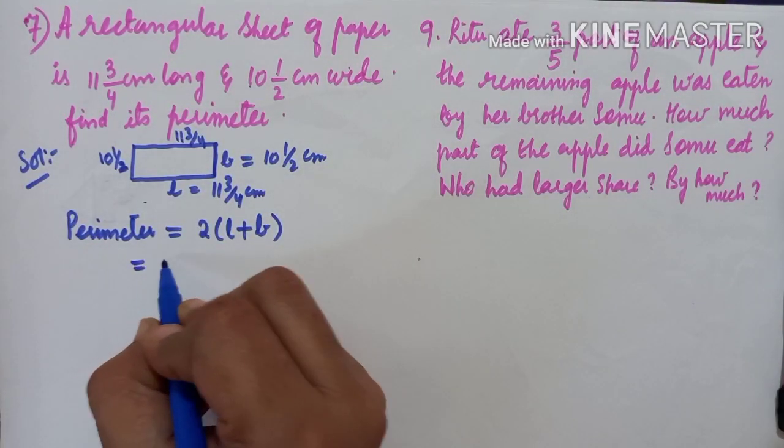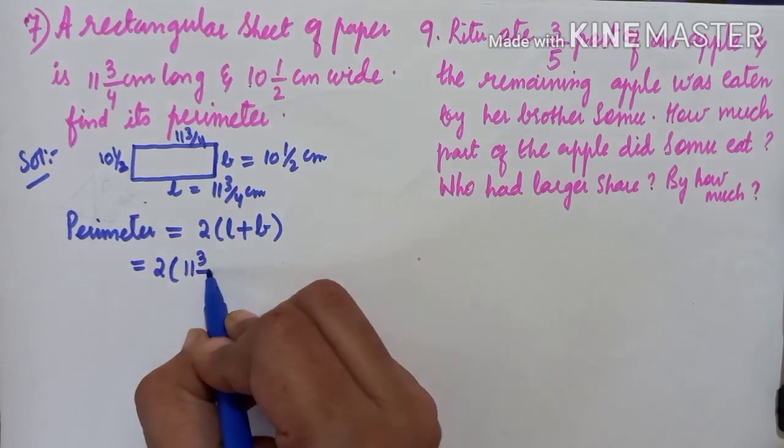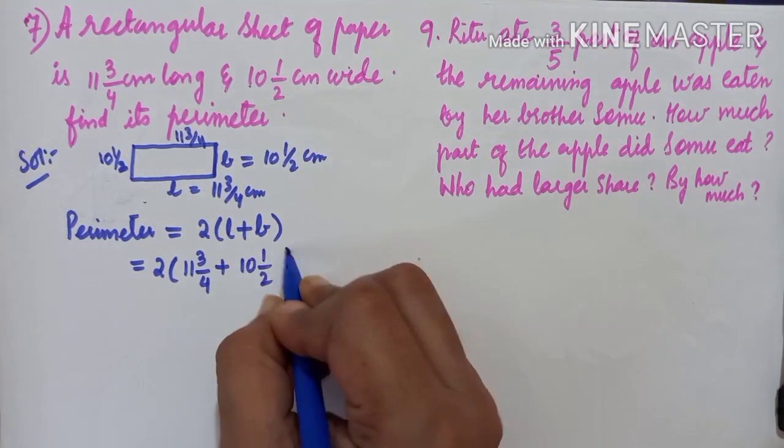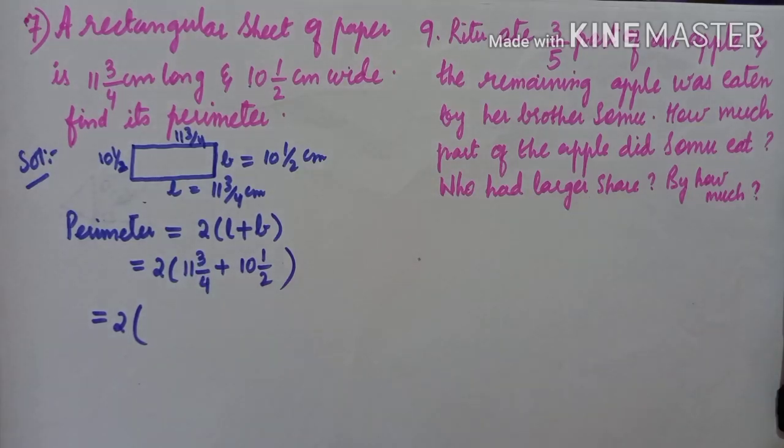Okay, so now 2 of what is your L? L is nothing but 11 3/4. Then plus what is breadth? 10 1/2. Okay, so now 2 into, first of all, let us convert these mixed fractions.